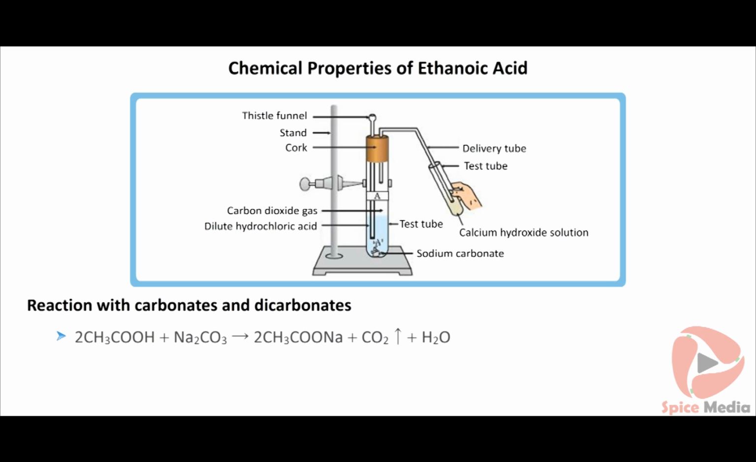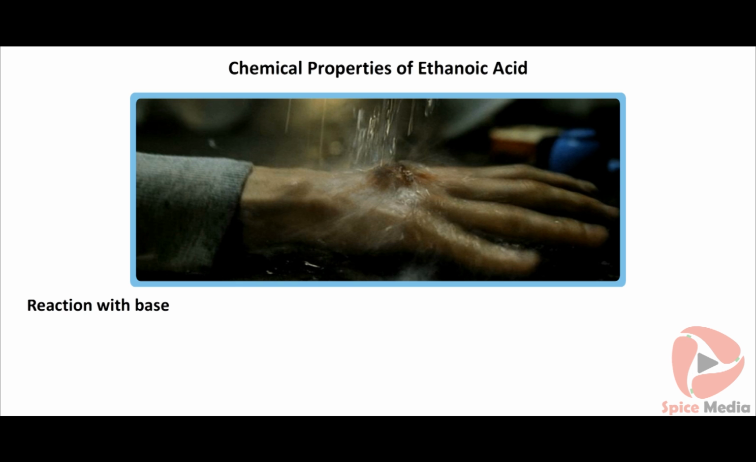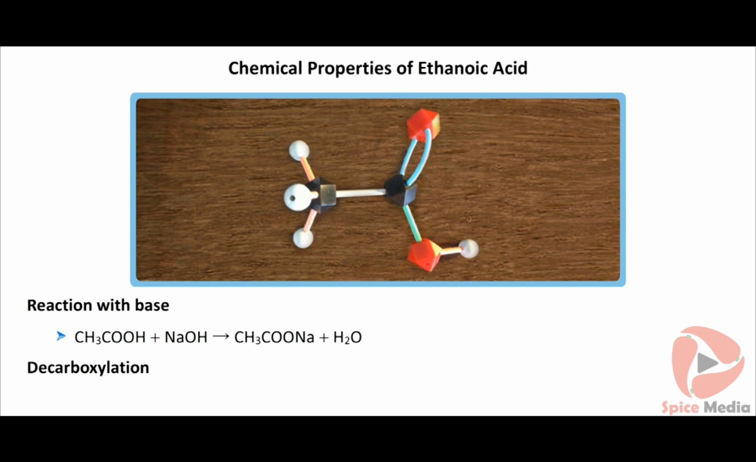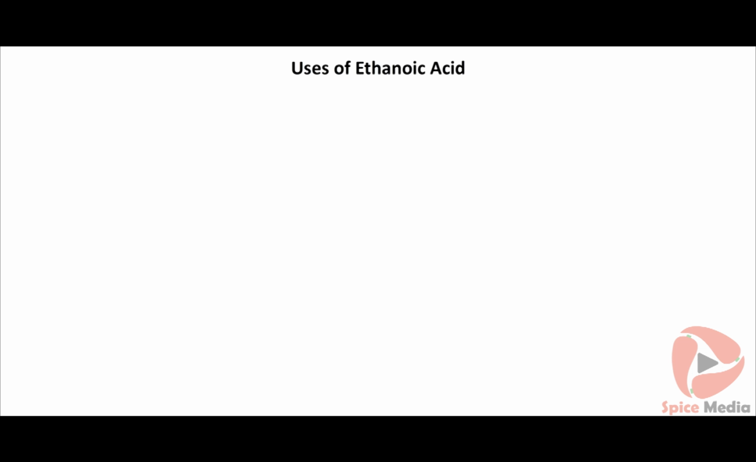Ethanoic acid reacts with carbonates and bicarbonates and produces brisk effervescence due to the evolution of carbon dioxide. Ethanoic acid reacts with sodium hydroxide to form sodium ethanoate and water. When the sodium salt of ethanoic acid is heated with soda lime, a solid mixture of 3 parts of NaOH and 1 part of CaO, methane gas is formed.